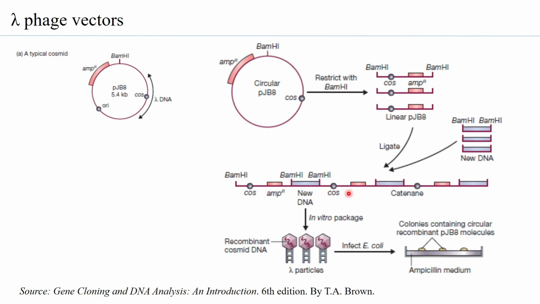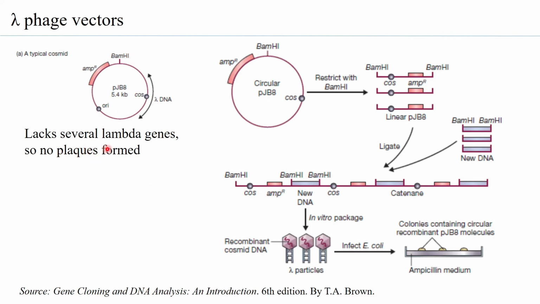But interestingly, what happens is that you have the COS site of this one and the COS site of the next catenated DNA. So anything that is there between the two COS sites gets packaged. So therefore, you will always find that this new DNA will be present in the recombinant cosmid DNA. And with cosmid, what has been observed is, because you're not using the full lambda DNA, using the plasmid, the insert size can be greater than 23 kb. So such lambda DNA are used to clone big genes or large DNA molecules.